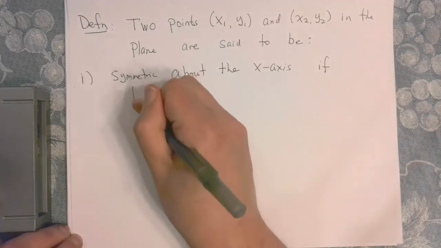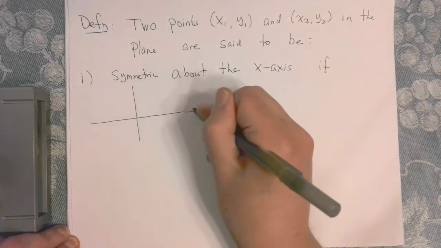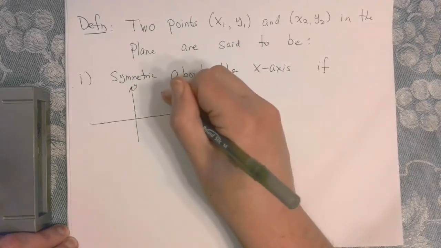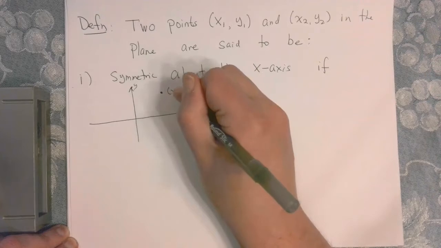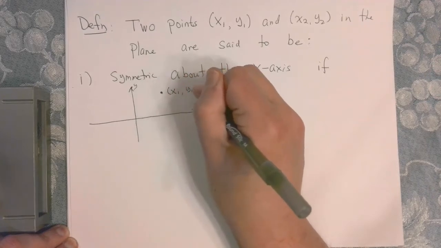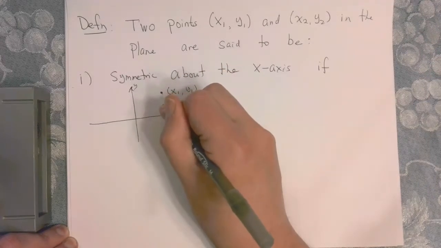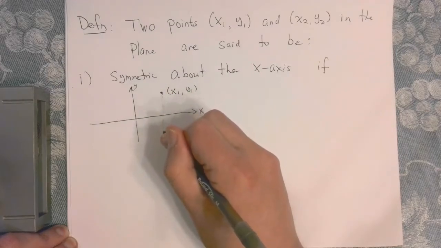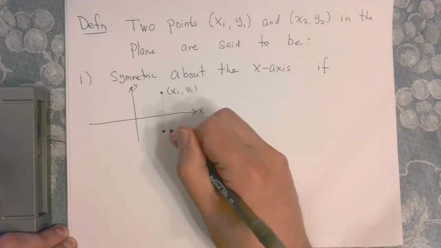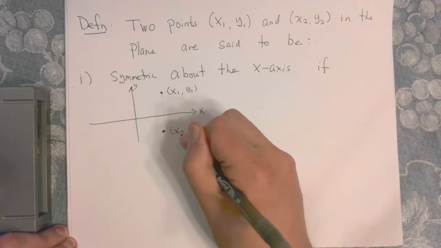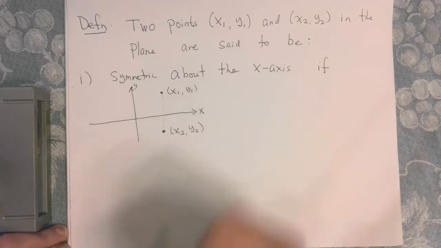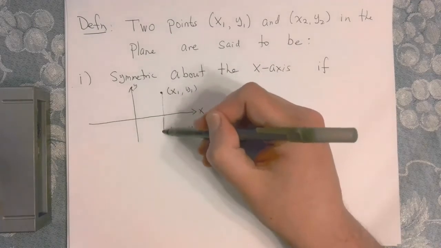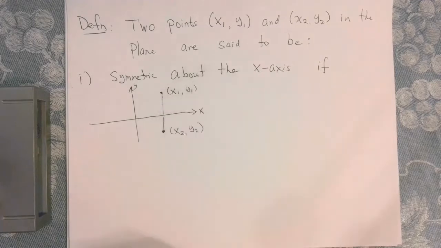Okay, so let's take a look. Drawing the Cartesian plane, and let's pick some point. Let's call this (x1, y1). And then symmetrically, we're going to reflect about the x-axis. So symmetrically, we have this. And do assume that the distance from here to here is the same as the distance from here to here. So assume that these distances are the same.